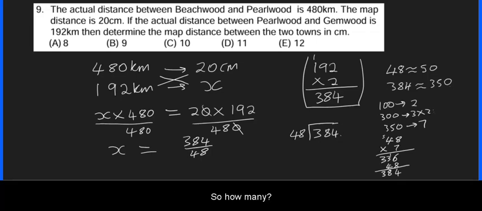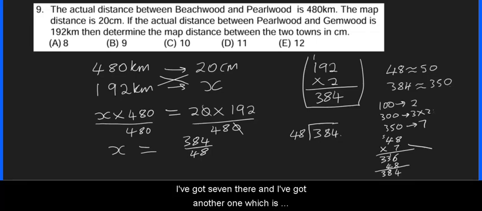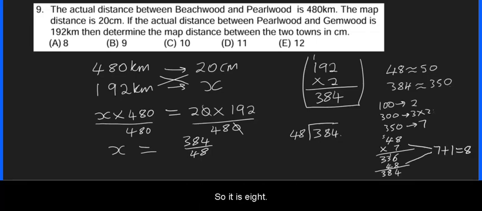There it is. So how many? I've got 7 there, and I've got another one, which is 7 plus 1, so it is 8. Now I know 48 goes into 384 8 times. So the answer here is 8, which is A.